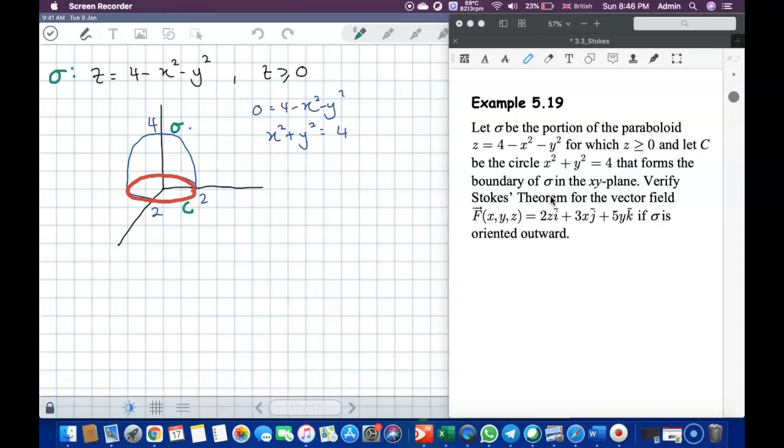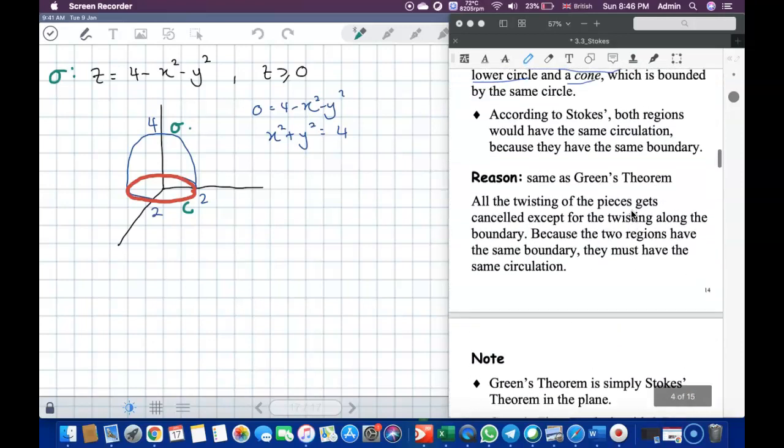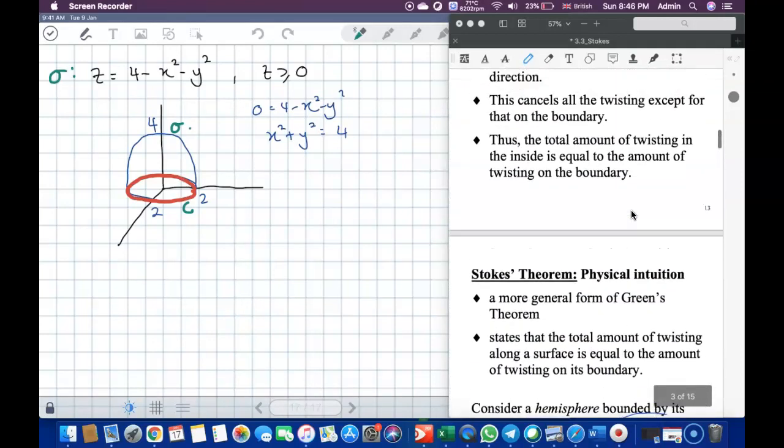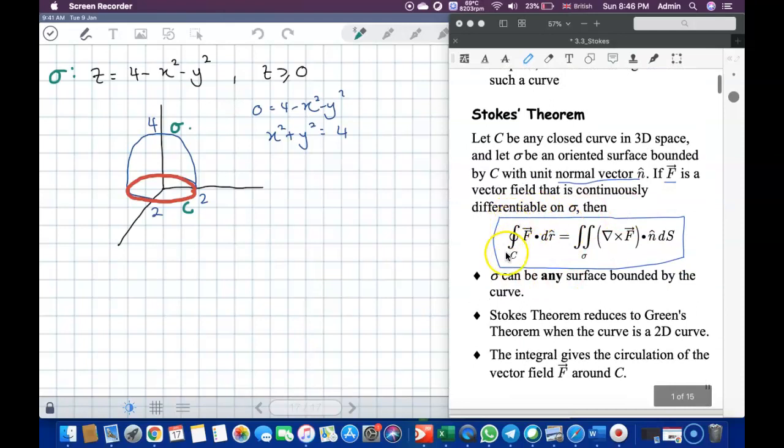Okay, so verify Stokes theorem for the vector field. If they ask you to verify, what does verify mean? You have to show that the solution of your left hand side, from the Stokes theorem formula, where your C is the circle with radius 2, is the same as the one given by the surface integral of curl F dot n dS.